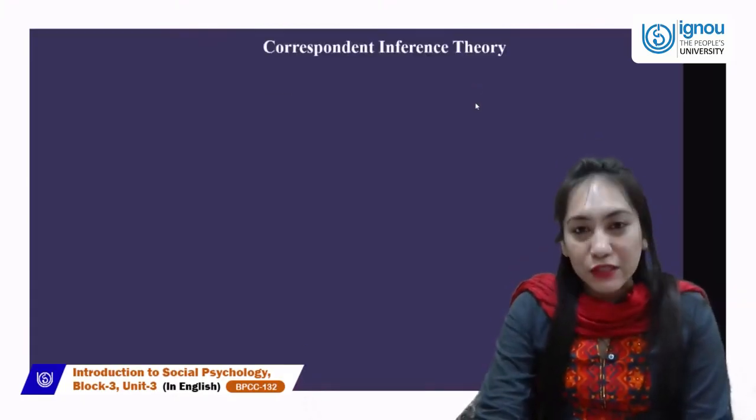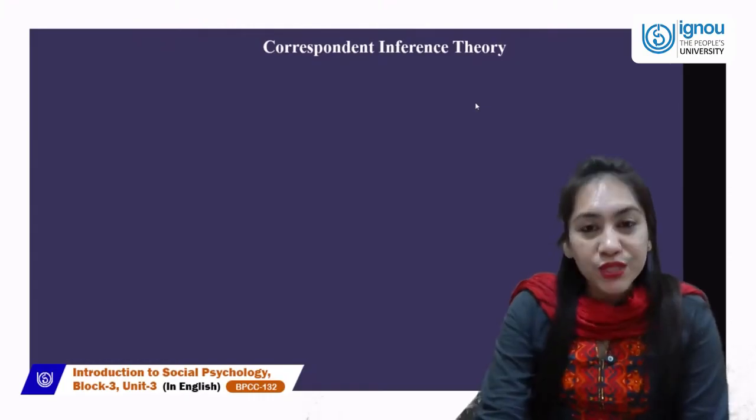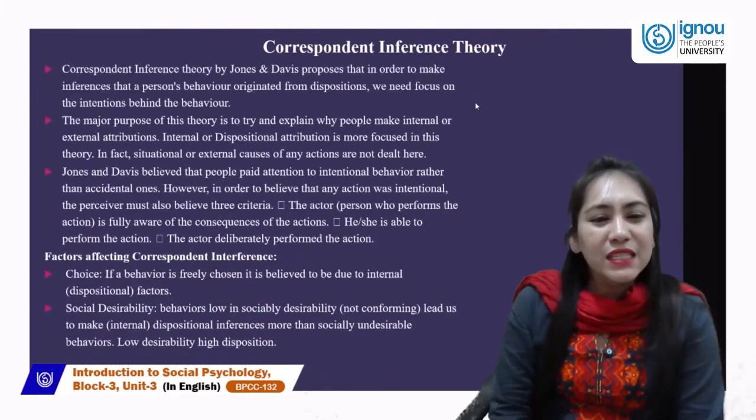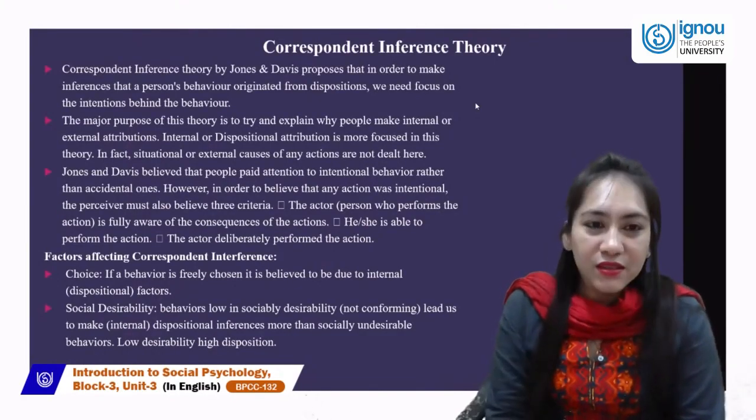After this came the correspondent inference theory. This was a very extended theory. It was given by Jones and Davis, and this came out around 1968, approximately 10 years later than the prior theory that we have studied.